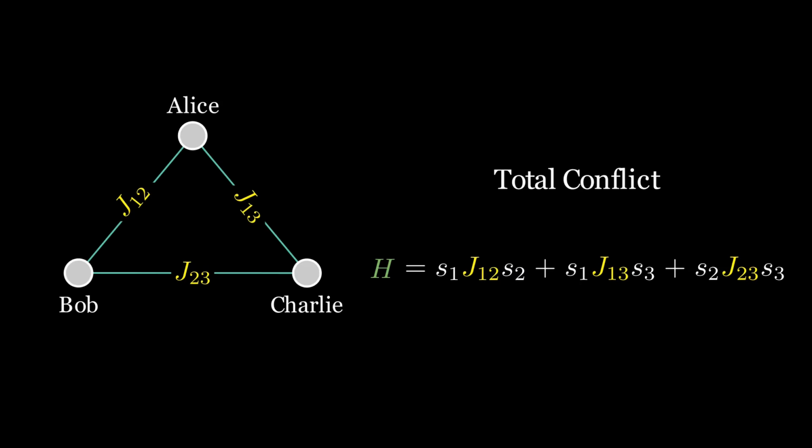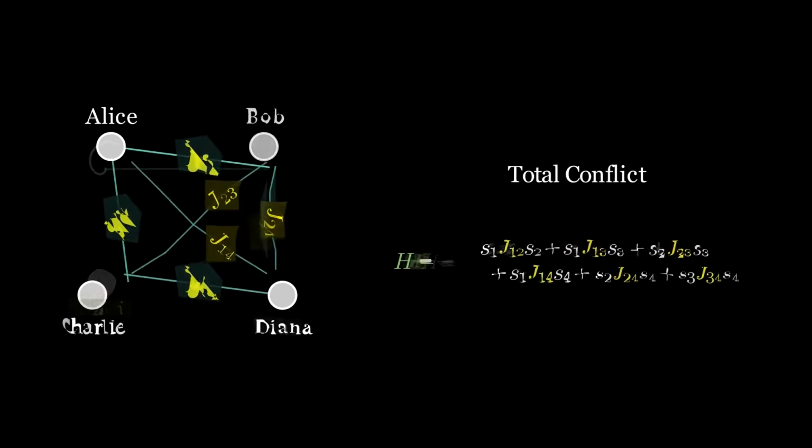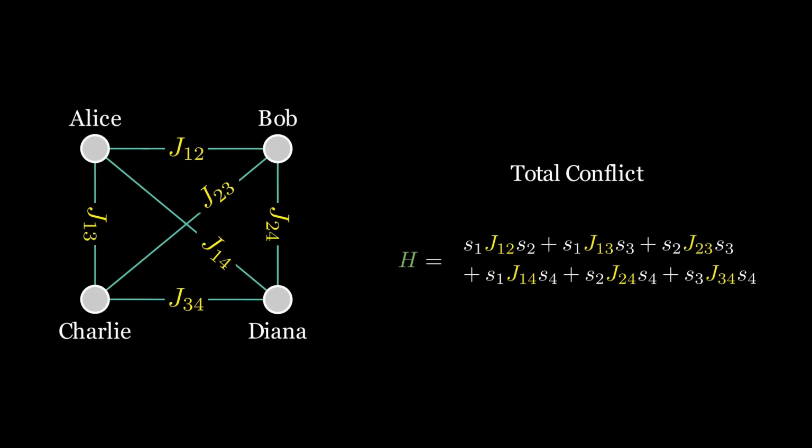It's the conflict between Alice and Bob, plus the conflict between Alice and Charlie, plus the conflict between Bob and Charlie. And this pattern continues. If we add a fourth person, Diana, we now have 6 connections in total. The total conflict is just the sum of the conflicts across all of these 6 pairs.